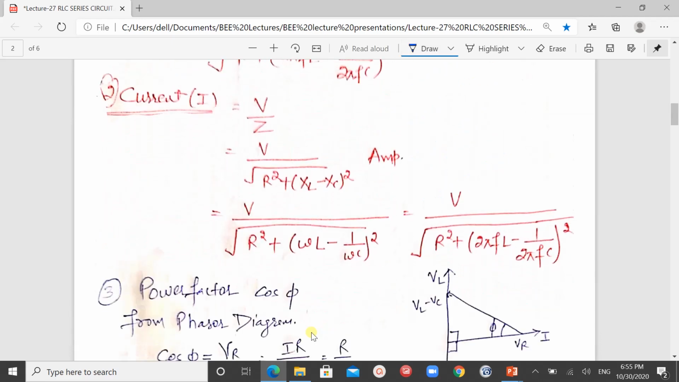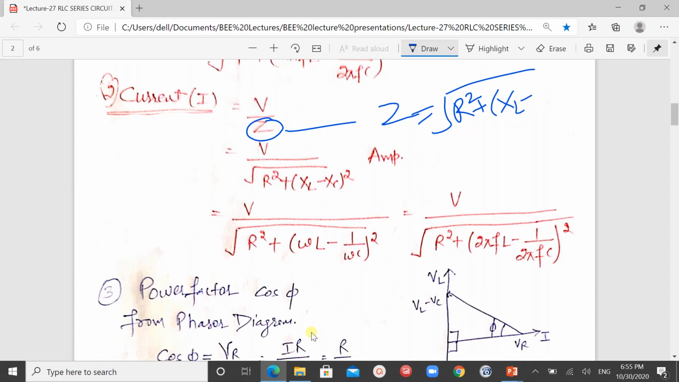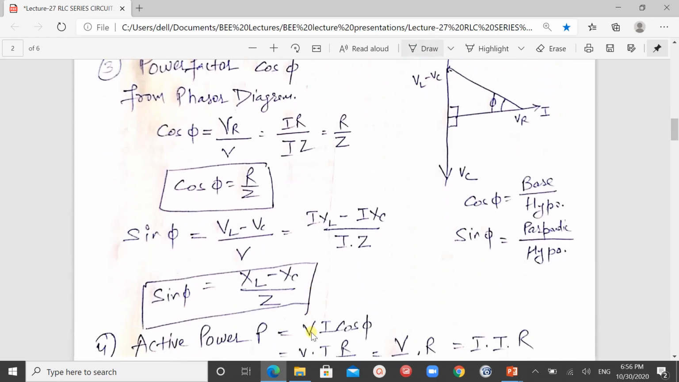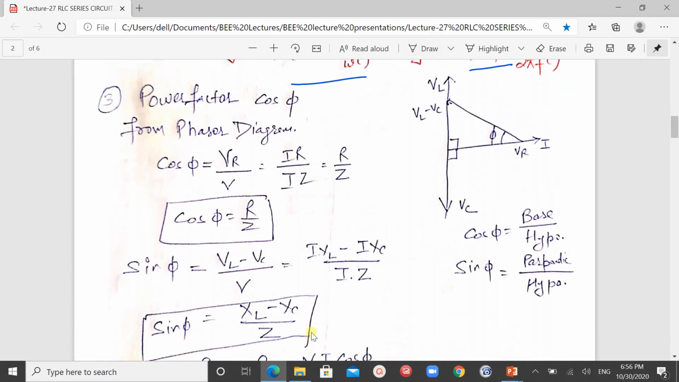Then current: we know current is V upon Z, and we find the value of Z, the impedance. So we replace this Z with this formula: Z is equals to under root R square plus (XL minus XC) the square. Fine. So this is for the current, and we can put the value in terms of omega, or we can put the value in terms of 2 pi FL. So the third term is power factor.